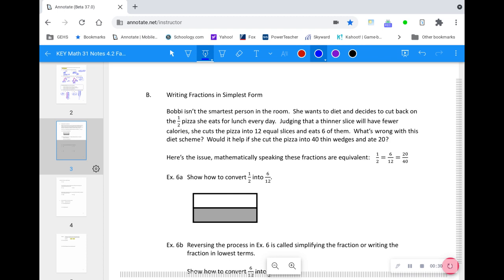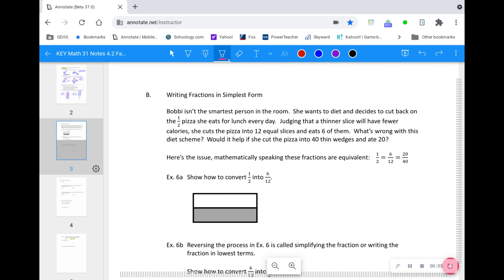Bobby isn't the smartest person in the room, that's putting it politely. She wants to go on a diet and she decides to cut back on the half pizza she eats for lunch every day. So here's her half pizza that she eats. This is a square pizza, but there's the whole pizza.